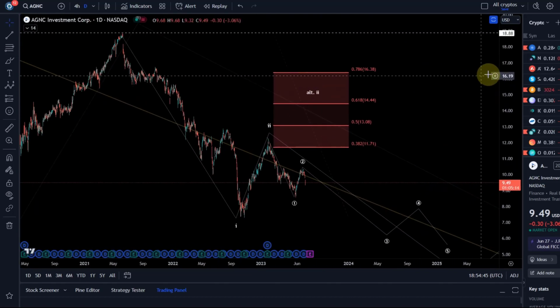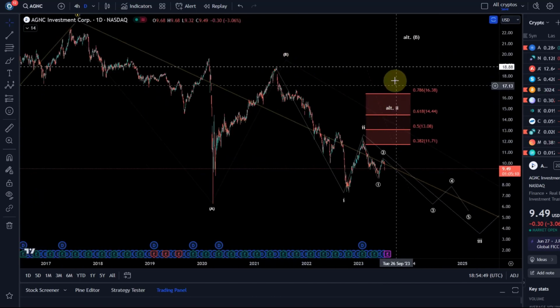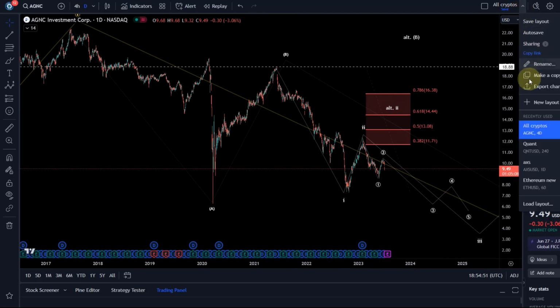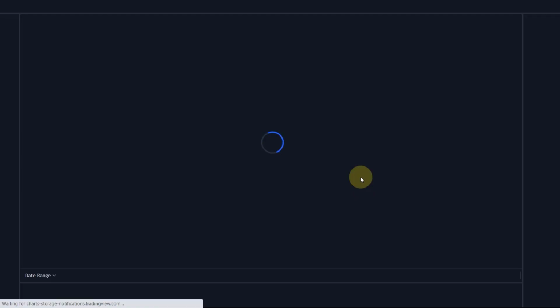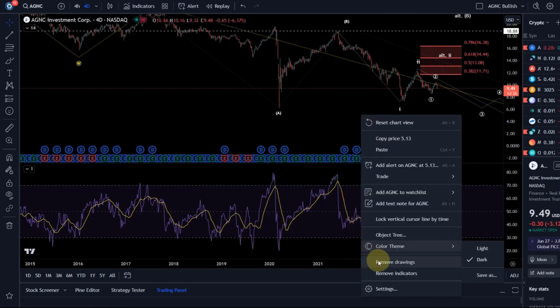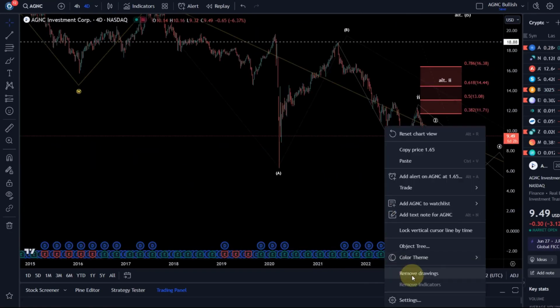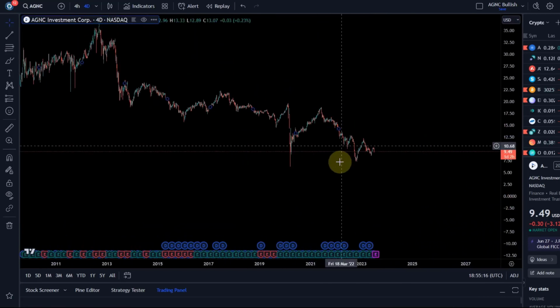What is a bullish option? What is a bullish wave count? Well, let's do that. Let's just make a copy. I'll just show it to you so that you're equipped, but I don't see it as a highly likely chart. So I don't see it as a highly likely scenario.